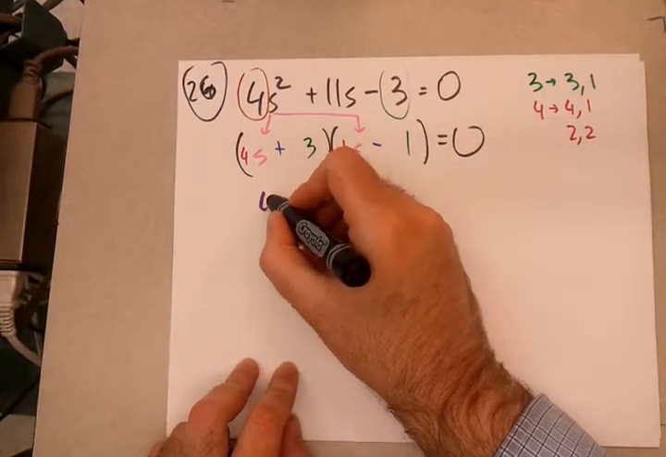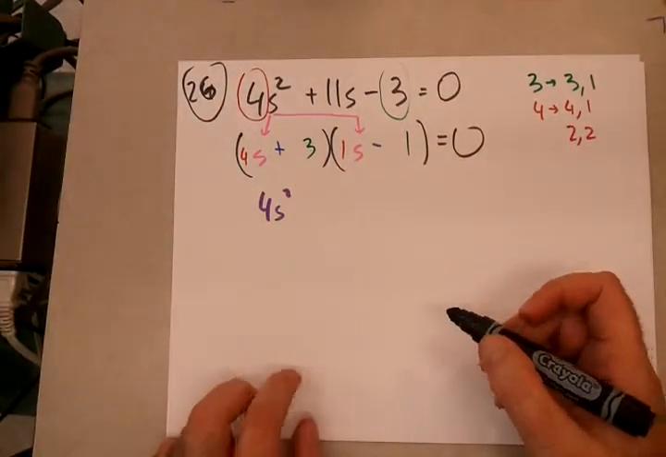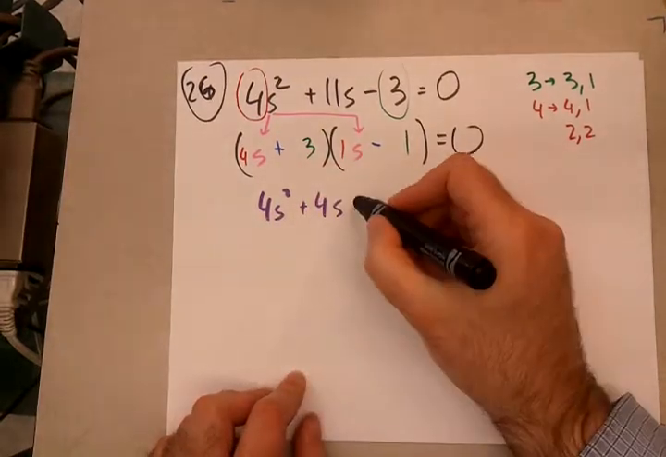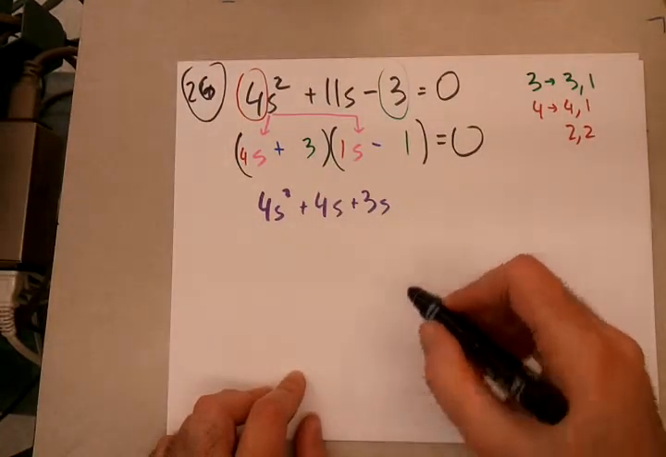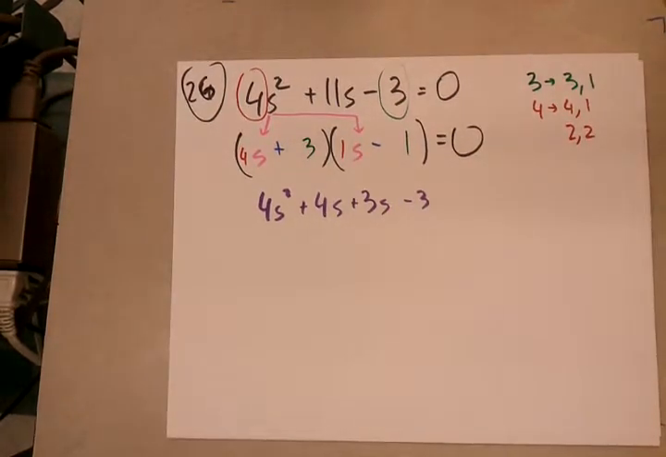4s times s is 4s squared. Good. 4s times 1, that's going to be a positive 4s. 3 times s, that's a positive 3s. 3 times -1 is -3. That's going to yield me a 7s. Which is close, but it's not what we want. So this isn't going to be the combination that'll work for us.